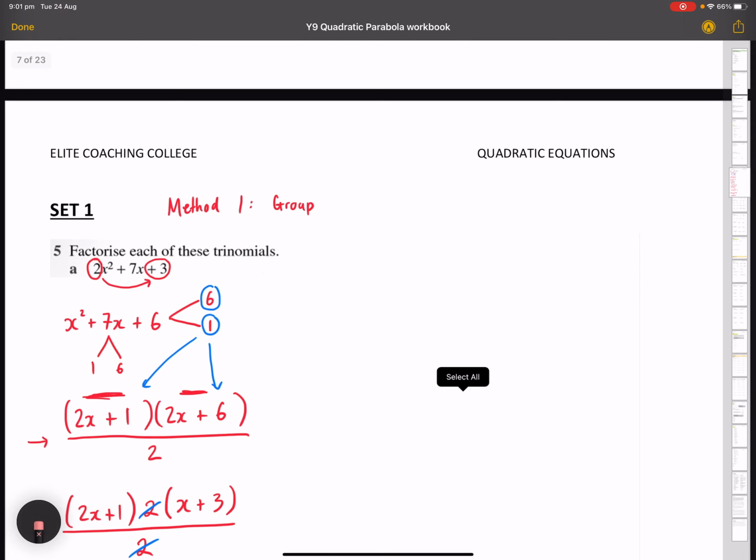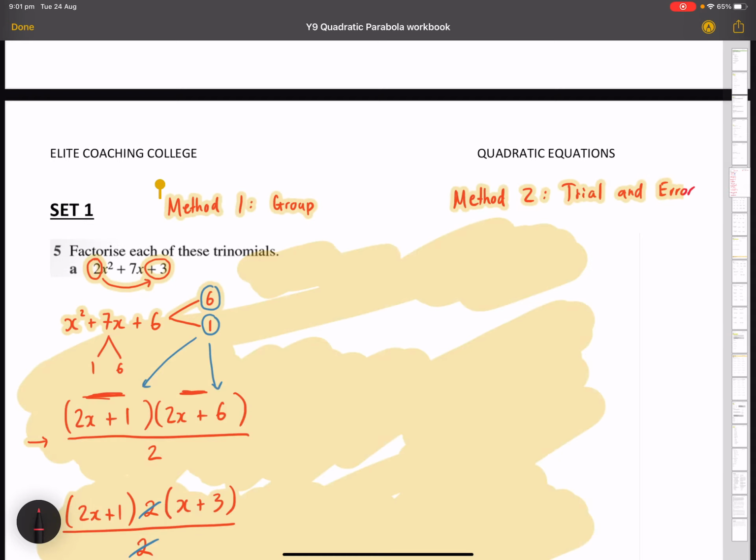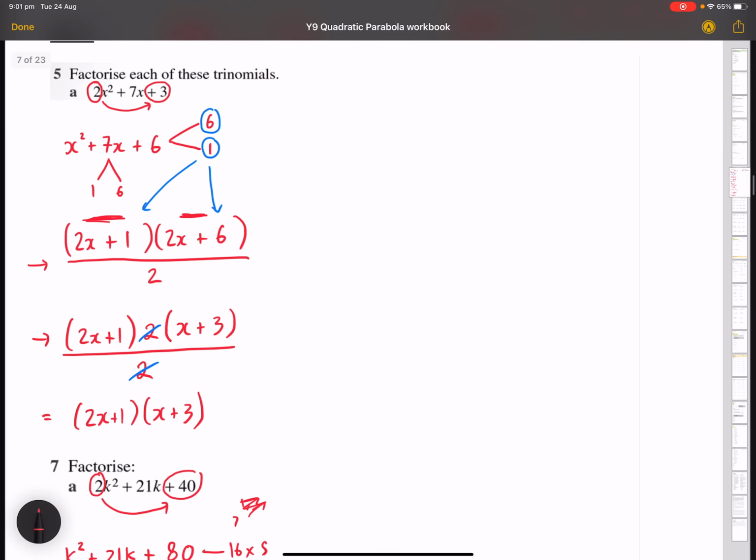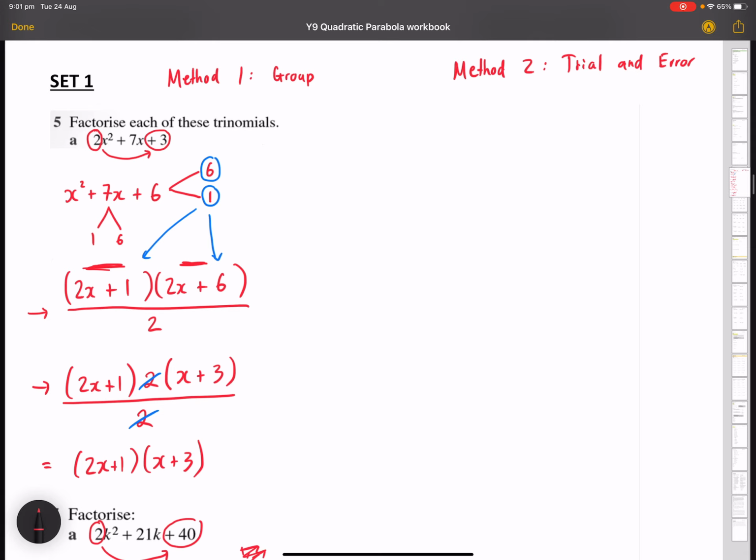Now that's the grouping method. Now I'm going to do the second method, which I want to show you, and that's going to be called method 2, trial and error. Why trial and error? Because this one has a lot of guess and check in it. Okay, so I'm going to do the question 5a again, but this time using trial and error.